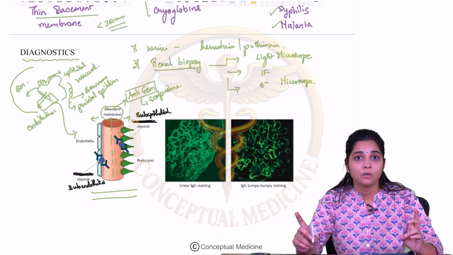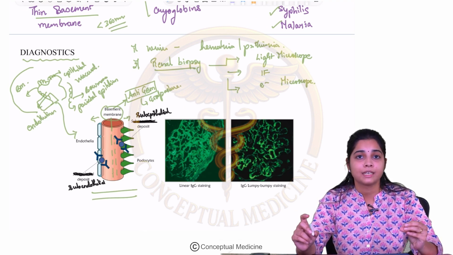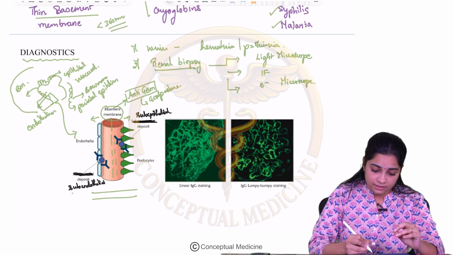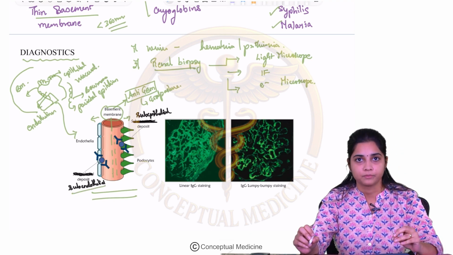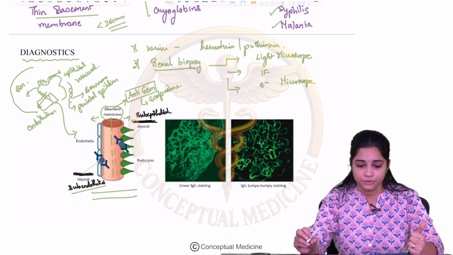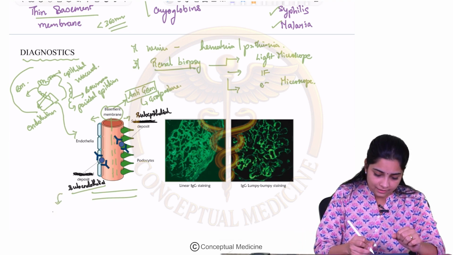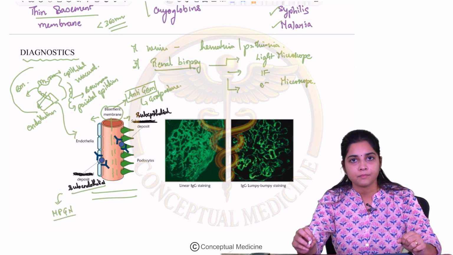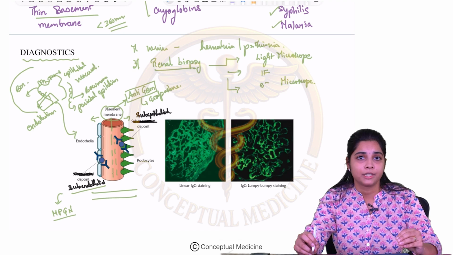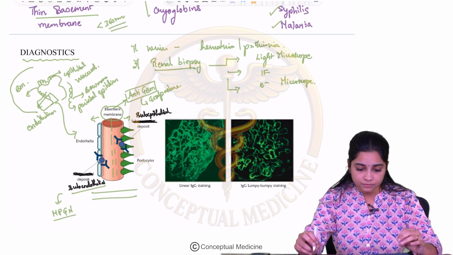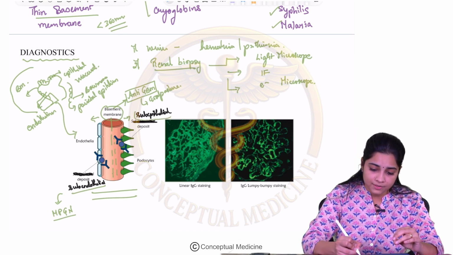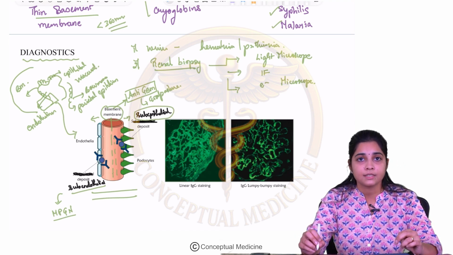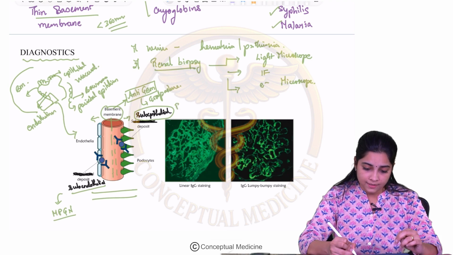So after your glomerular basement membrane, sometimes there can be antigen-antibody complexes which are formed and deposited in the subendothelial portion. Which type is that? That is your membranoproliferative glomerulonephritis. Then there can be deposits which can be found in the subepithelial region.